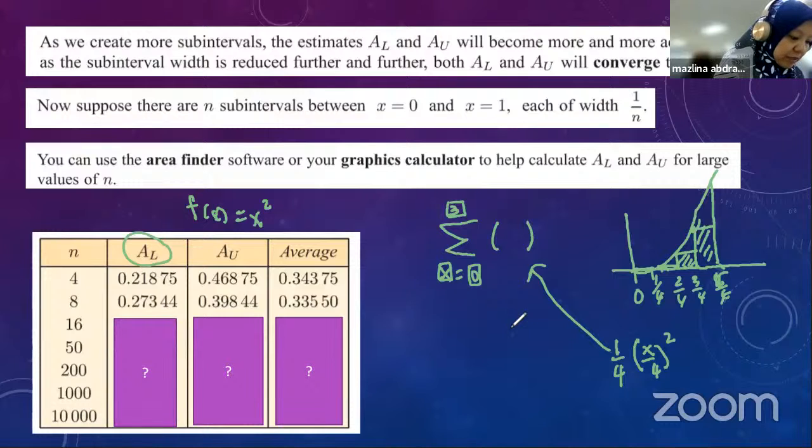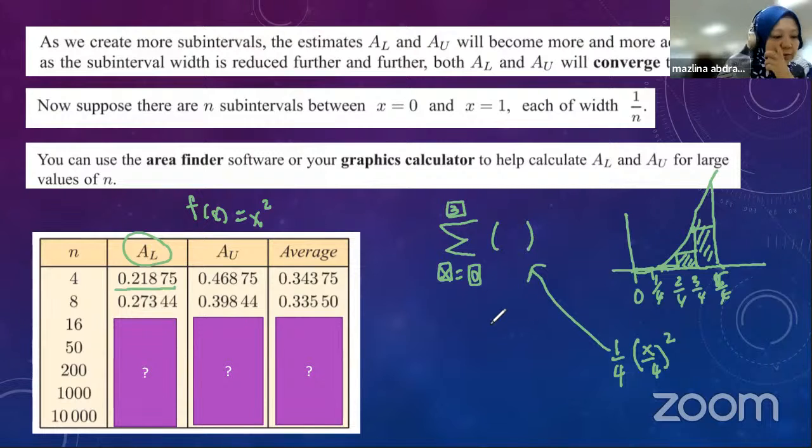Times with x over 4 square. And above there, we're going to have 3. So the sum, we are going to have 7/32, which is 0.21875. Dapat tak ni? This is the first one, class.